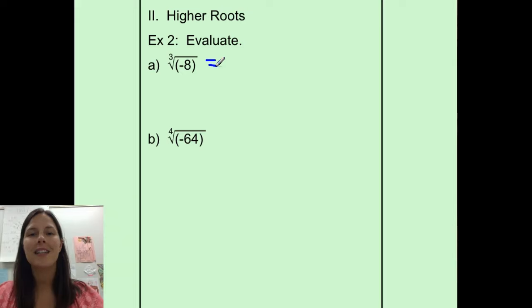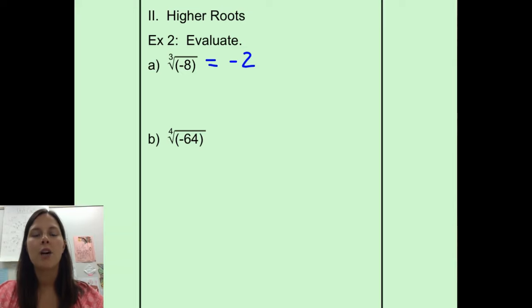Now we can't take the square root of a negative number because no number times itself equals a negative. However, when you're multiplying a number by itself 3 times, you can end up with a negative value. We know our root will be negative. A negative times a negative times a negative will give us a negative 8. And 2 times 2 times 2 gives us 8. So the cube root of negative 8 is negative 2.